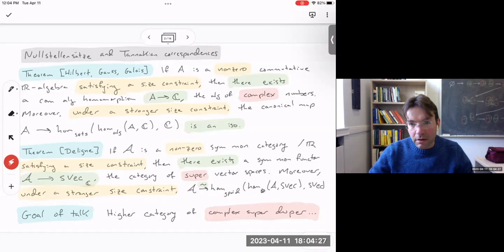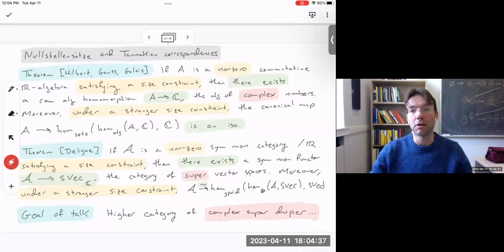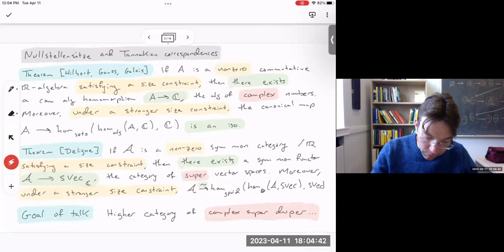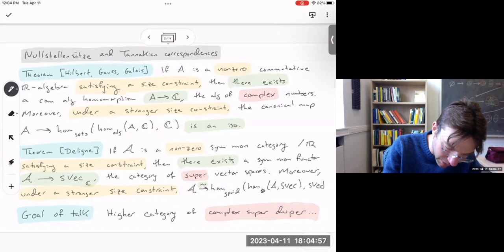There's a stronger version of the Nullstellensatz. Hilbert's Nullstellensatz says that there exists a homomorphism, and you can ask what can be said about the space of all homomorphisms. Hilbert actually shows a slightly stronger statement. If you take any homomorphism from the algebra to the complex numbers, then any element of the algebra gives you a function on the set of homomorphisms.